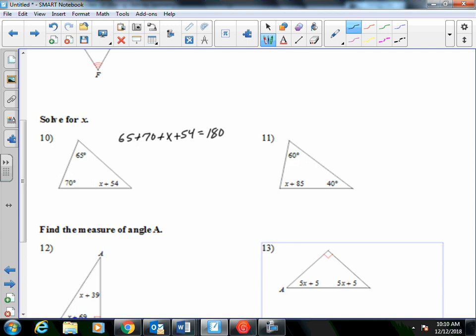So if I add those together, 65 and 70, 135 with 54 is 189 plus x equals 180. Subtract 189 from both sides, and my x value is going to be -9.